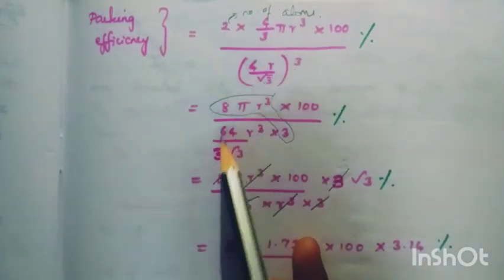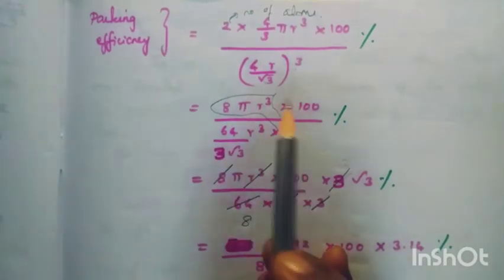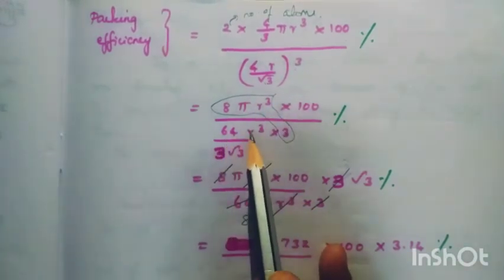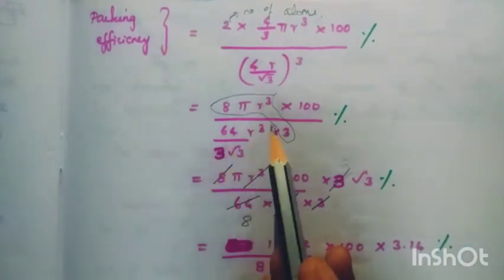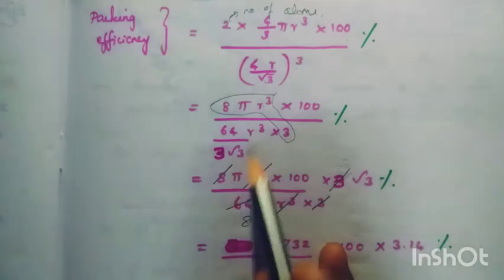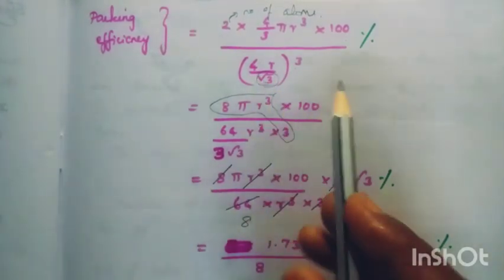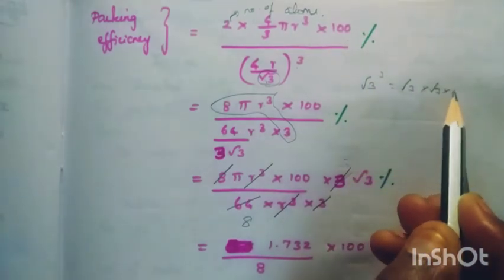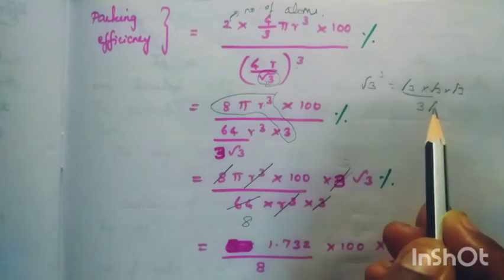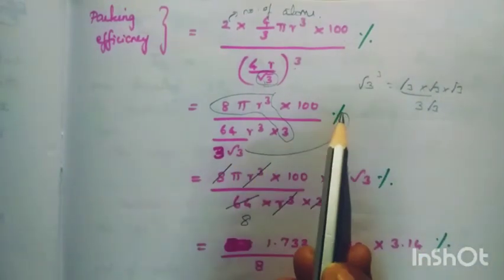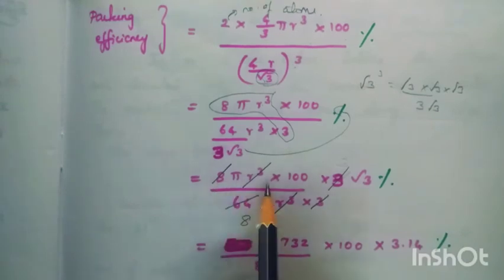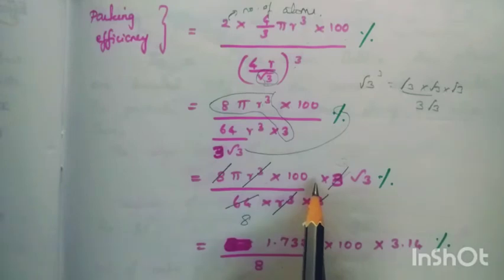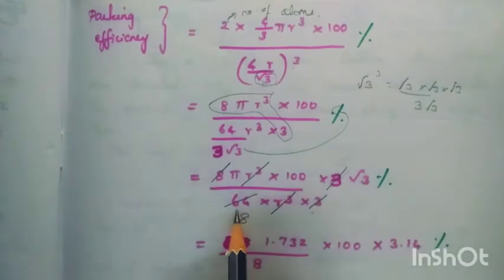This 3 comes here. 4r cube: 4 4s are 16, 16 4s are 64 r cube, by 3 root 3. Root 3 cubed is root 3 into root 3 into root 3, which is 3 root 3. Take this 2 upside. So 8 pi r cube by 3 into 100, into this 3 root 3 by 64.